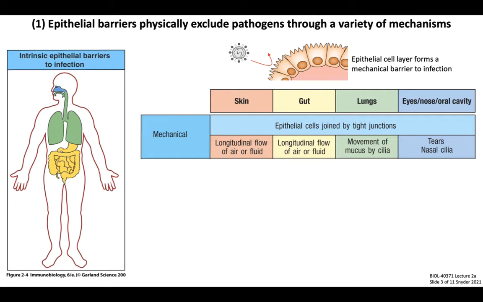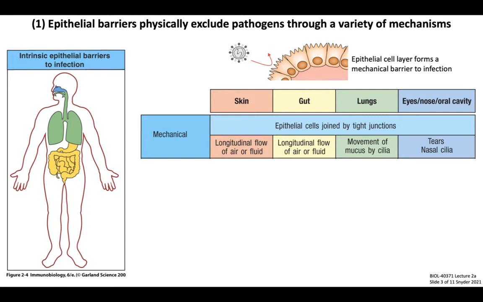I'll also add that while it's not included in this particular figure from the textbook, the lining of the reproductive tract in males and females is also an important epithelial surface. Taken together, each of these epithelial sites represent areas where microorganisms from the outside world first make contact with a potential host organism that they're trying to infect, which is why it's so important to have these barriers function properly.